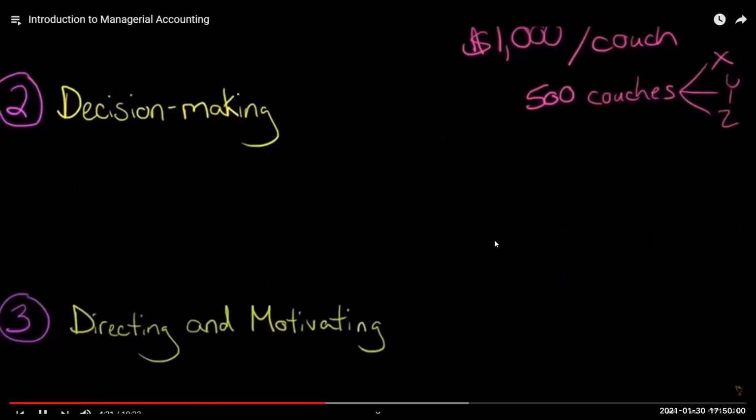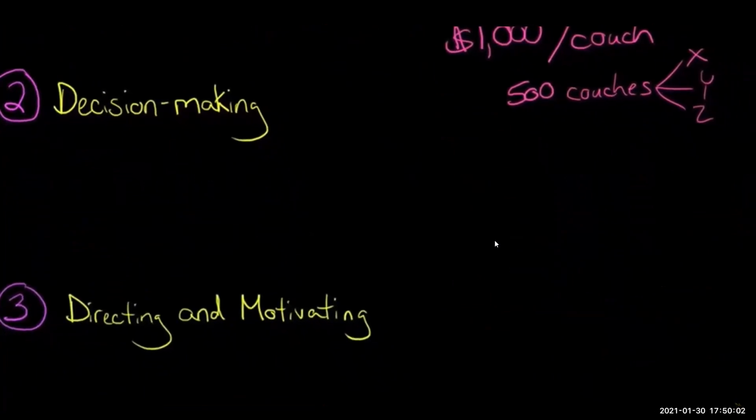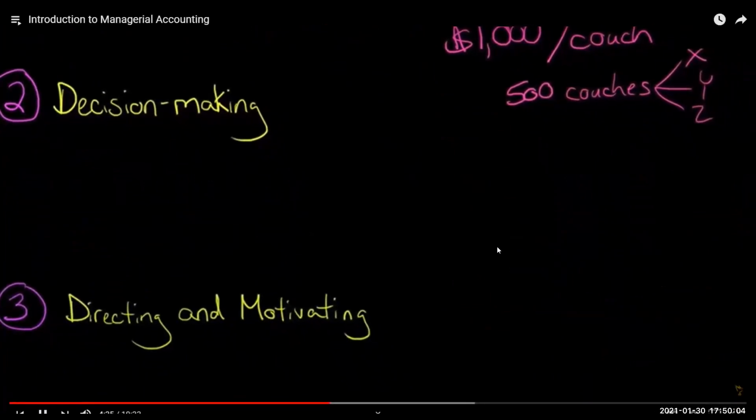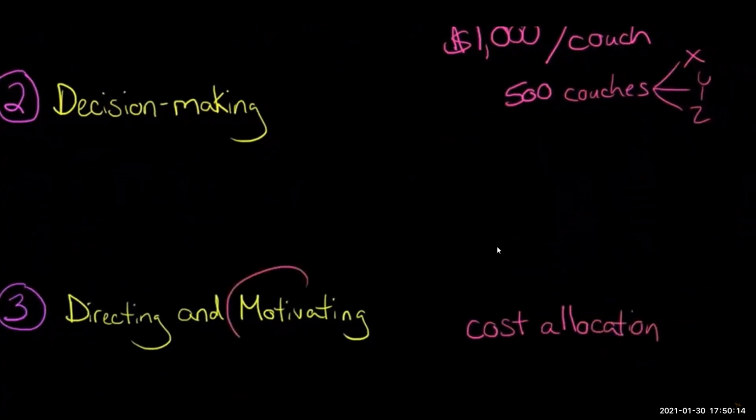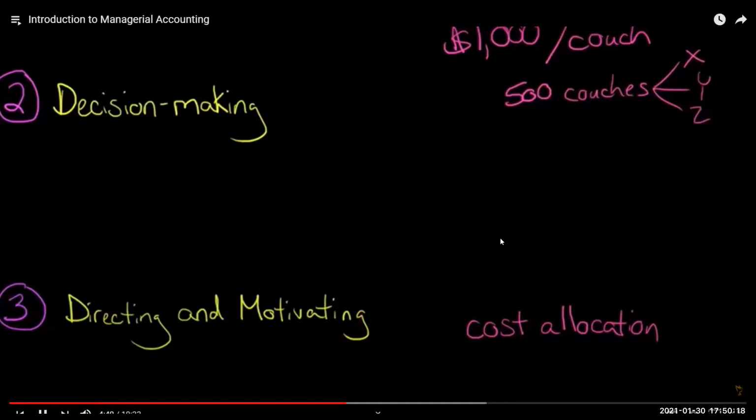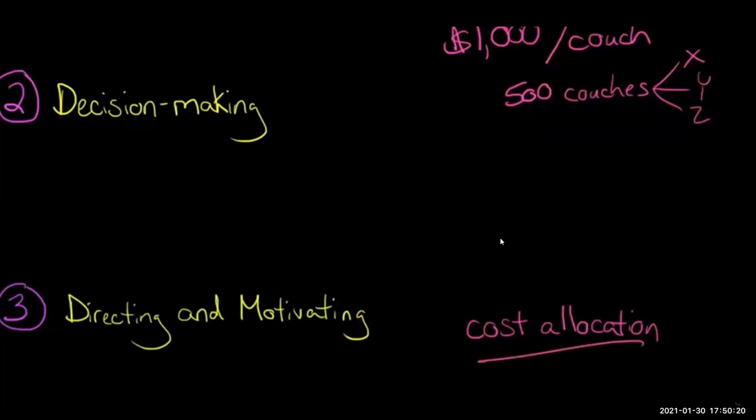Now, managerial accounting is also very useful when we talk about directing and motivating. And again, this gets into the idea that we can allocate costs through this process called cost allocation. And this is where it's really going to get into the motivating. You might think, well, how does cost allocation or managerial accounting have anything to do with motivating my employees to do their job? Well, let's think about this for a minute.